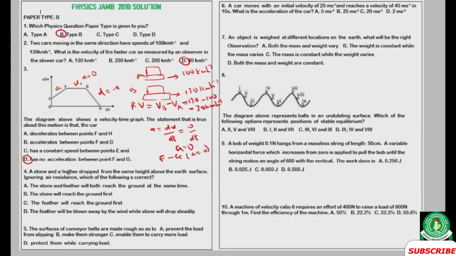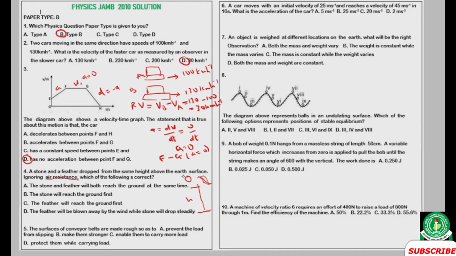A stone and a feather dropped from the same height above the Earth's surface. A feather and a stone was dropped from the same height above the Earth's surface, ignoring air resistance. Note the word ignoring air resistance. Which of the following is correct?